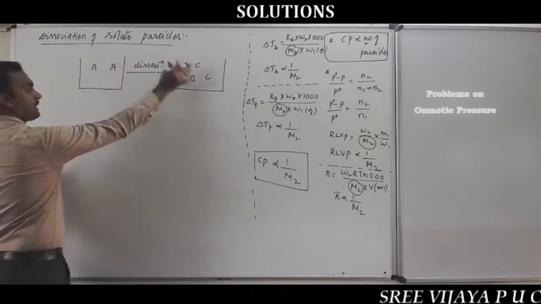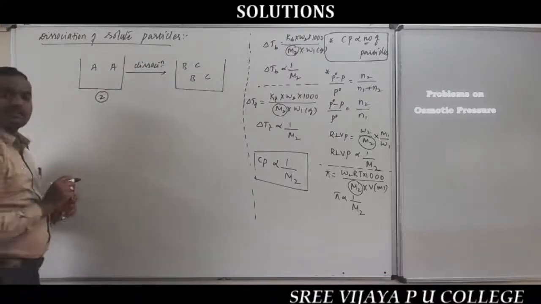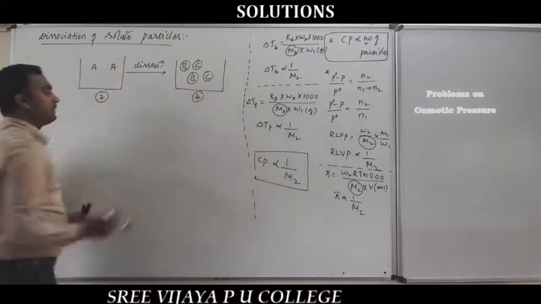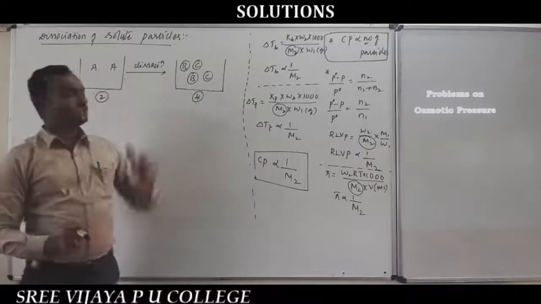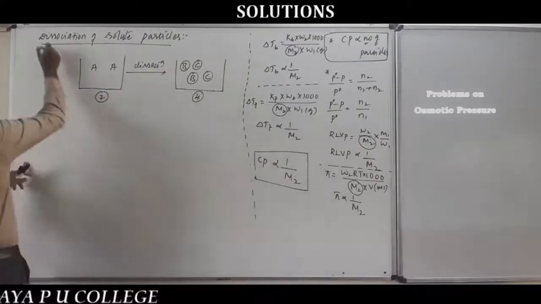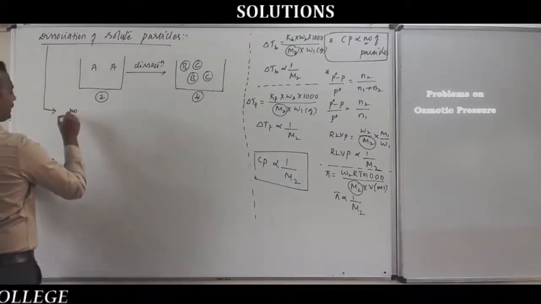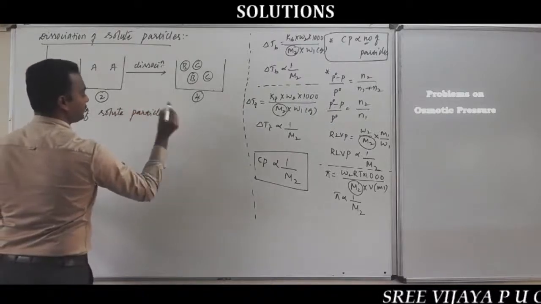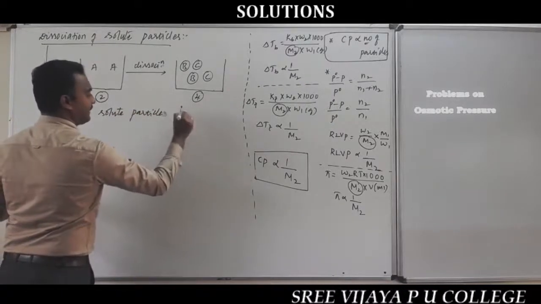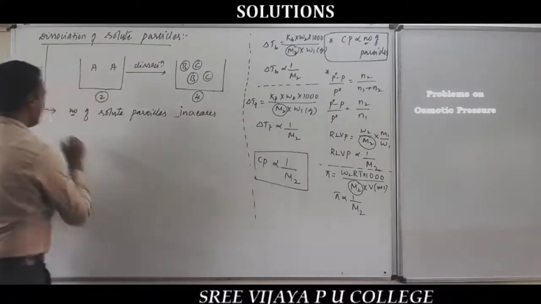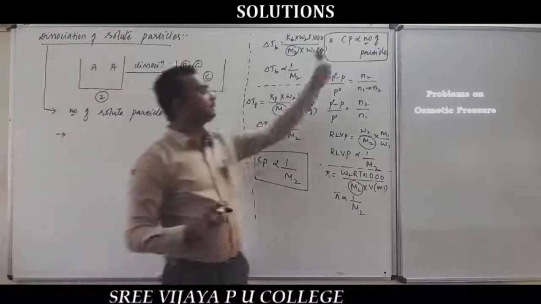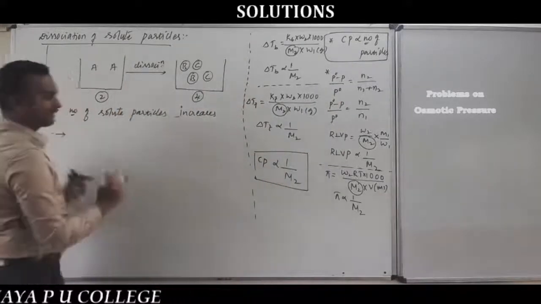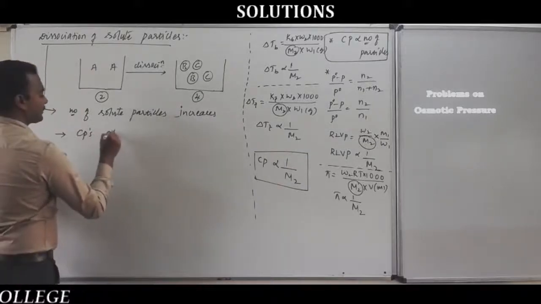So here, before dissociation, how many particles are there? Two particles are there. After dissociation, how many particles? Four particles are there. Therefore, due to dissociation, what happens to the number of solute particles? The number of solute particles increases. And one more thing you have to remember: colligative properties are directly proportional to the number of particles. Due to dissociation, the number of particles increases. Therefore, all the colligative properties also increase.